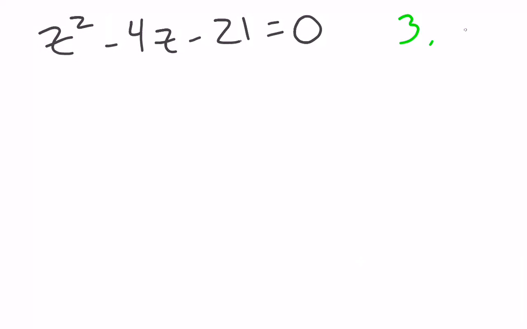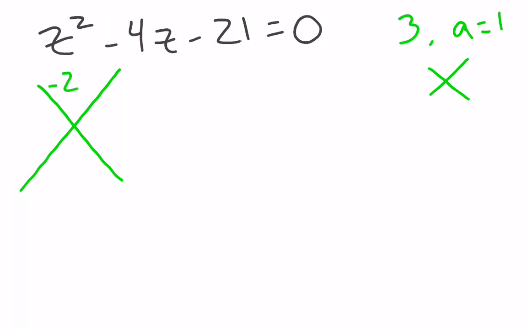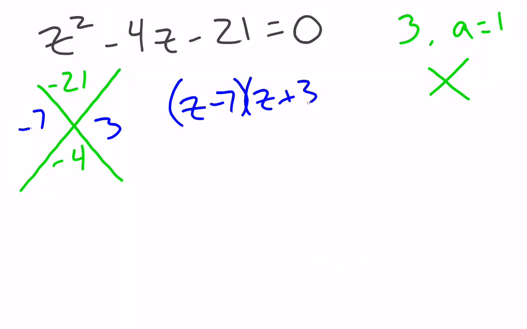Next, this is like the first one we did. z squared minus 4z minus 21 equals 0. Is it set equal to 0? Yes. Is it factored? No. Okay. Do I have a GCF? No. How many terms? 3. Is a 1? Yes. So I need to use my X. So what multiplies to negative 21 and adds to negative 4? That would be negative 7 and 3. So factored form would be z minus 7 times z plus 3 equals 0.